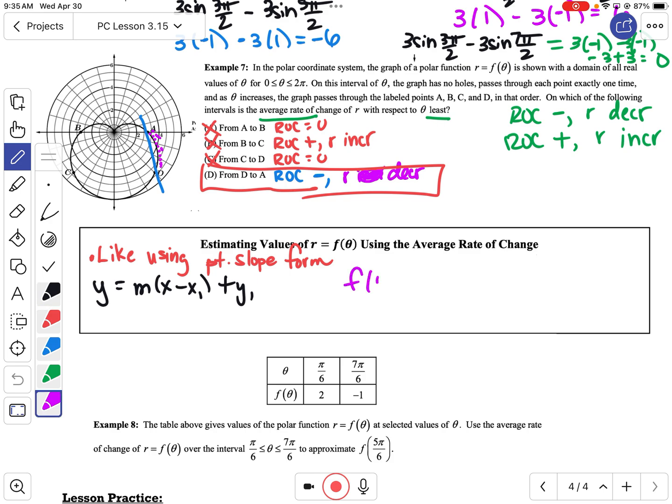We would set approximate f of theta equal to my average rate of change, so we would have to calculate that, times theta minus theta sub 1, plus f at theta sub 1, or my y value. Average rate of change would be my slope. So we take the x's out and we put the thetas in, but it's the same thing.